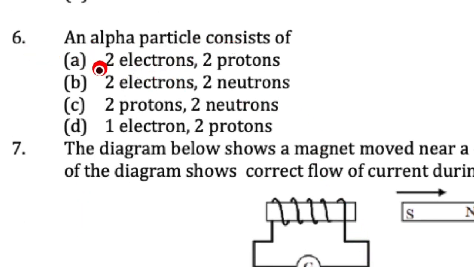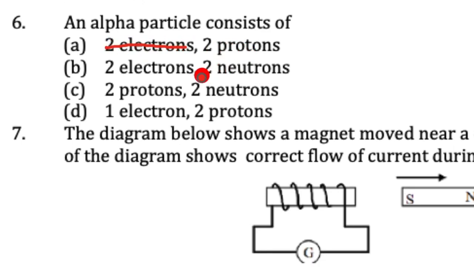Let's come to our sixth subpart. An alpha particle consists of 2 electrons, 2 protons? It does not have electrons. 2 electrons, 2 neutrons? Again no. 2 protons, 2 neutrons? Yes. 1 electron? No. So the correct option is C.